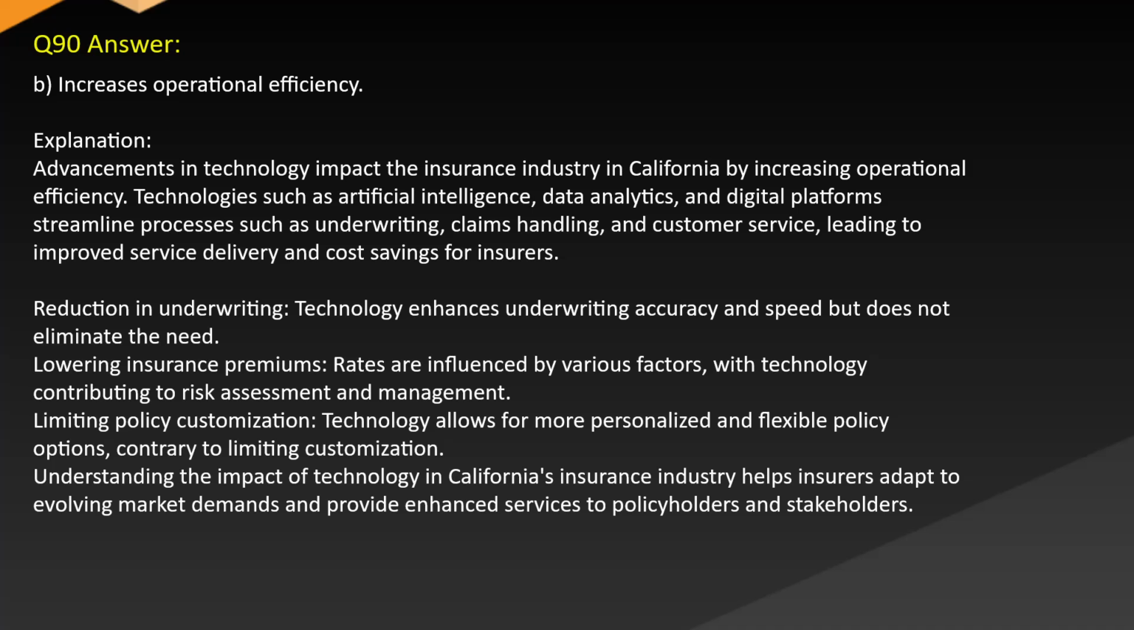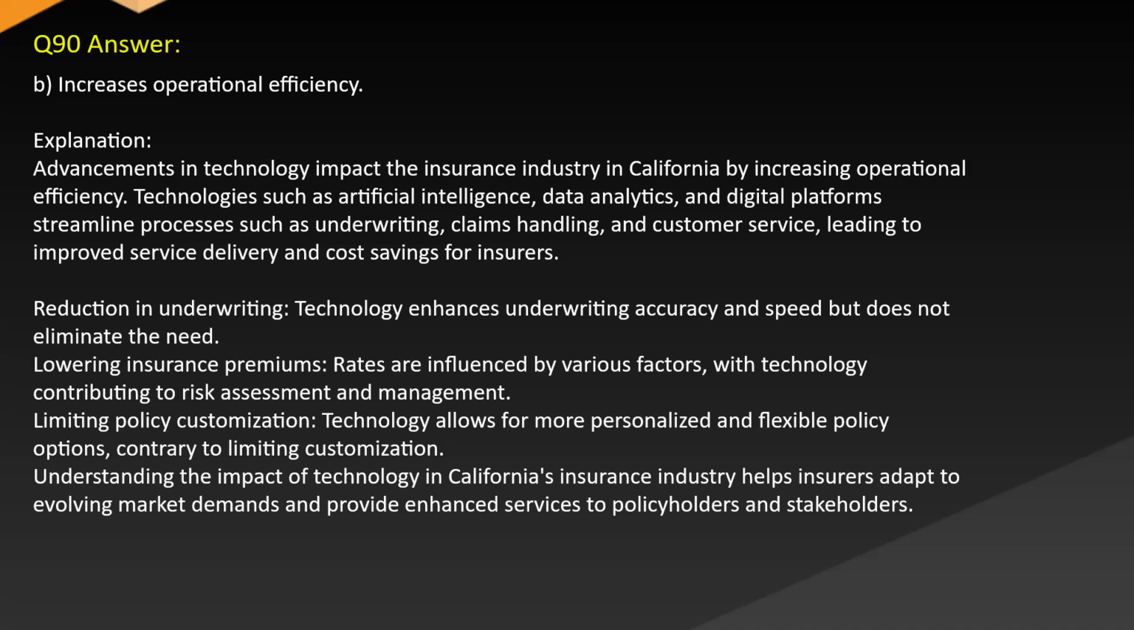Answer: B. Increases operational efficiency. Explanation: Advancements in technology impact the insurance industry in California by increasing operational efficiency. Technologies such as artificial intelligence, data analytics, and digital platforms streamline processes such as underwriting, claims handling, and customer service, leading to improved service delivery and cost savings for insurers.